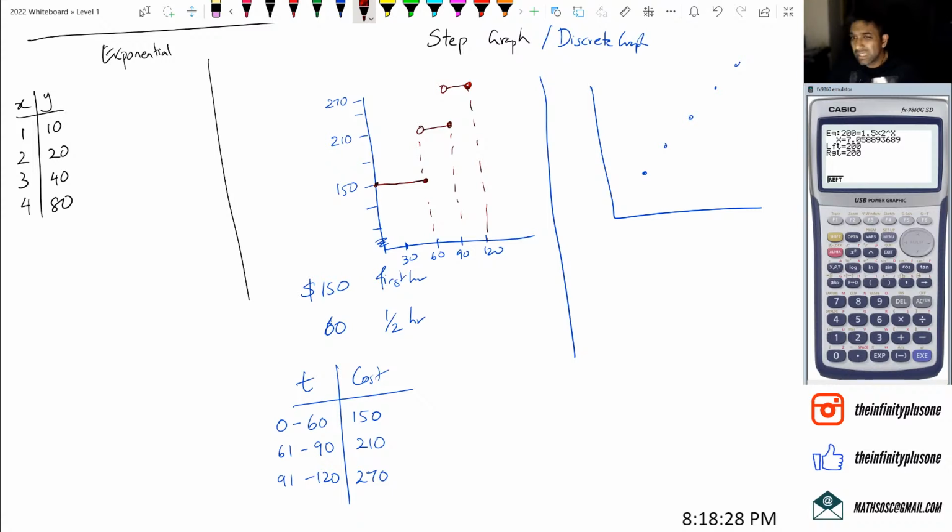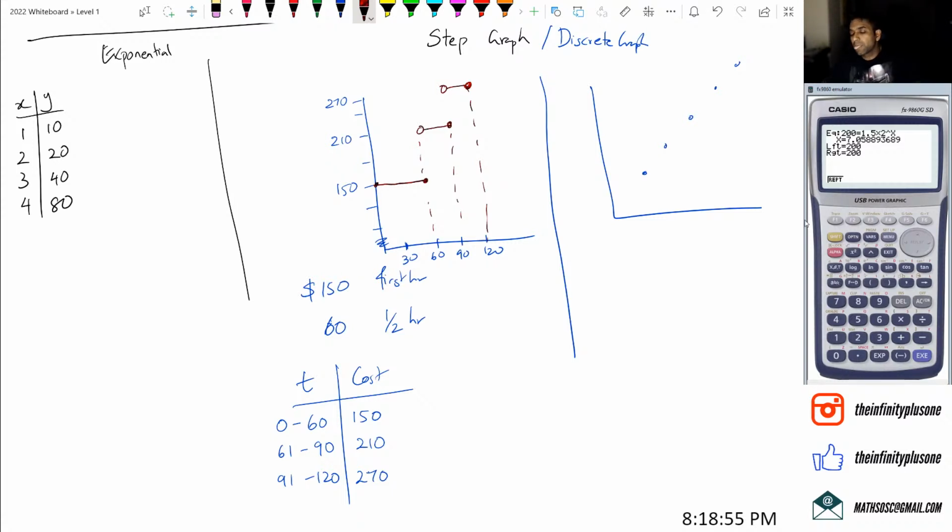So really all you've got to do is make sure you look at the question and whether you actually include the point or you don't include the point. If you put an empty circle, then you're not including the point. If you're putting a filled colored circle, then you're actually including the point. All right, so that's a quick little idea of what a step graph is.